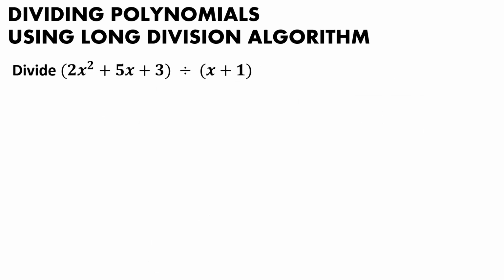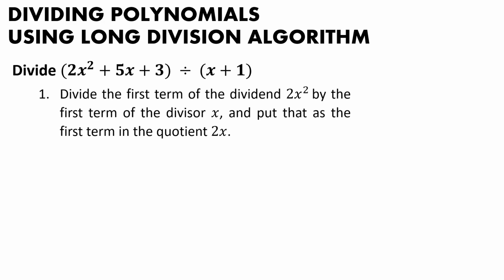Ano una natin gagawin? Divide the first term of the dividend, 2x squared, by the first term of the divisor, x, and put it as the first term in the quotient, 2x. So, paano yun? Set up natin muna. So, magiging x plus 1 divided by 2x squared plus 5x plus 3. Sabi, yung first term, i-divide dito. So, 2x squared divided by x. Obviously, 2x. So, lagay natin ng 2x.